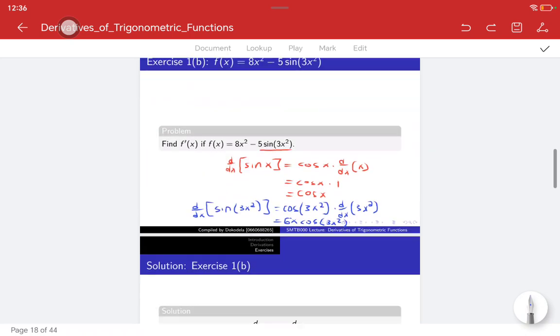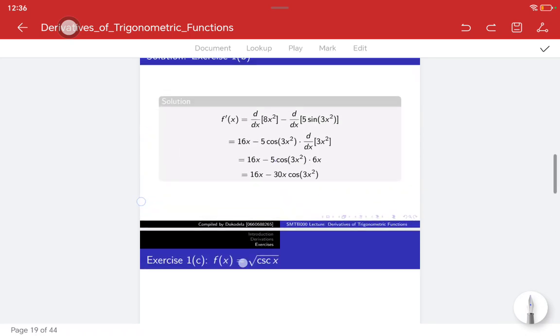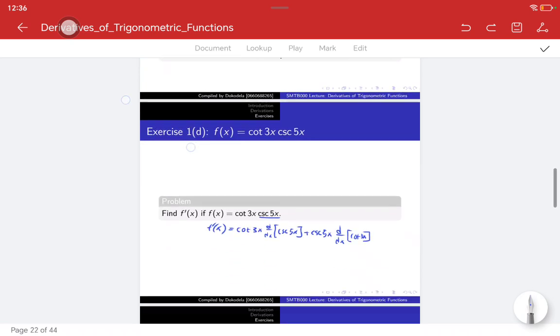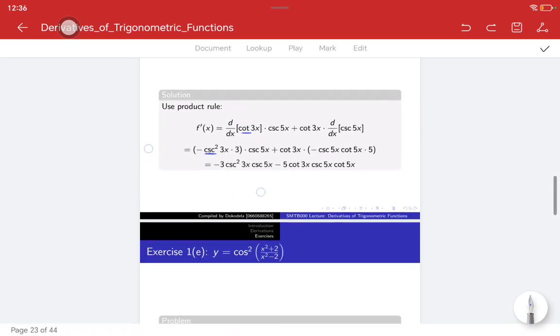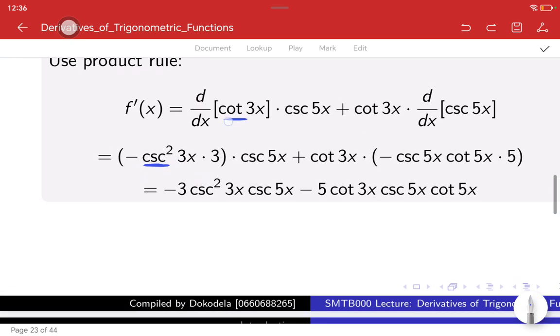So when we come to this problem now, which one is it? It's this one. So what we do, we derive this, we get this, we times by the derivative of the inside. We get 3. And then we keep this as a constant. Now we come here. The derivative of this is minus cosec x cot x. The constant remains there for both of them. Then we times by the derivative of the inside, which is 5. Then we get this.